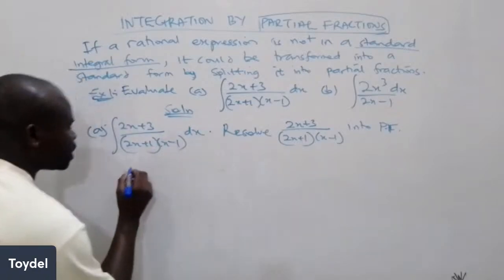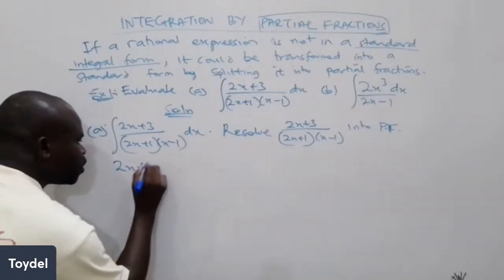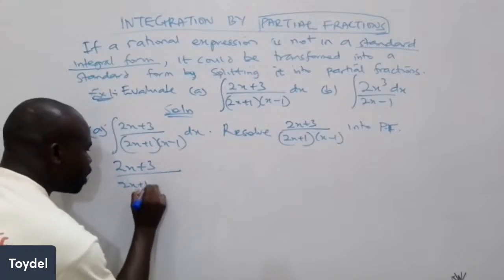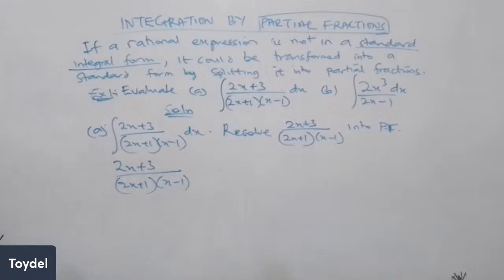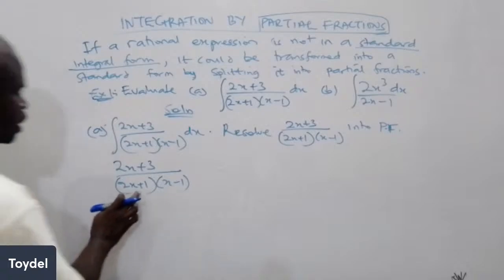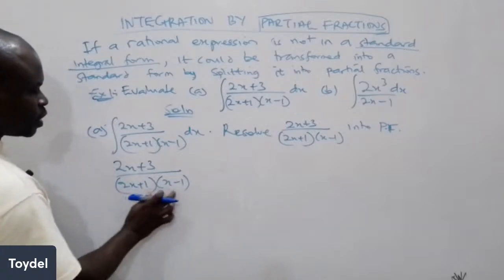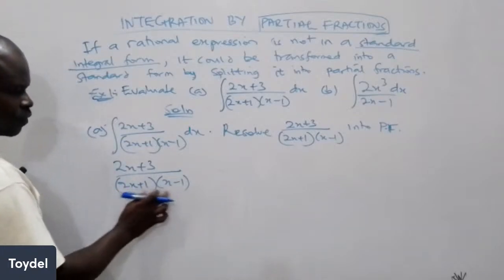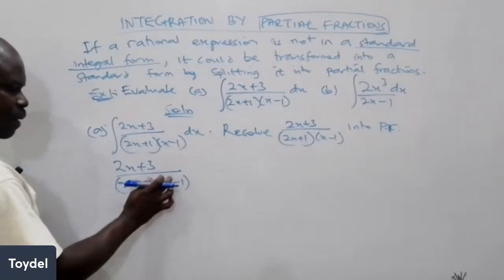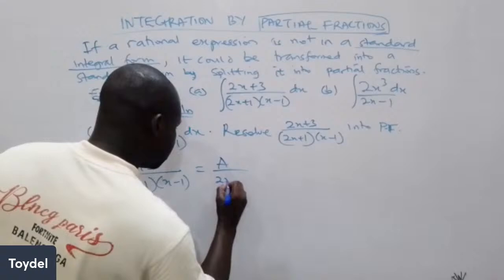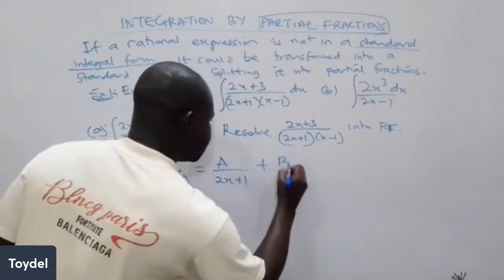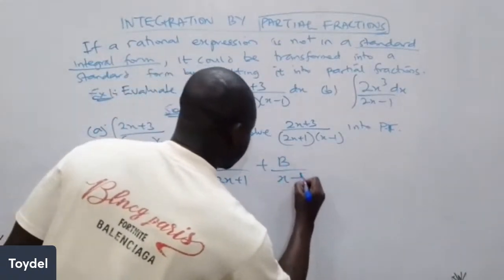So how do we resolve this into partial fractions? We write 2x plus 3 all over 2x plus 1 into bracket x minus 1. Under partial fractions, there are about 4 types. 3 are under proper fractions, while the remaining one is under improper fractions. But in this case, the denominator is a product of 2 factors, and these factors are linear, raised to power 1. This is how we express it into partial fractions: A all over the first factor, 2x plus 1, plus B all over the second factor, x minus 1.